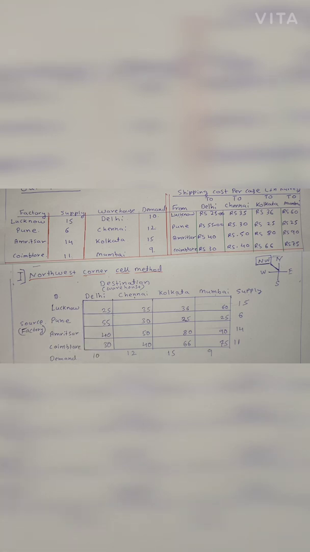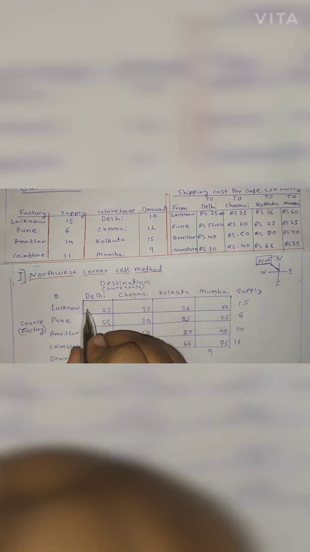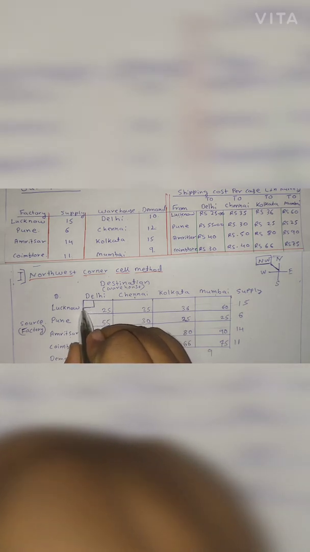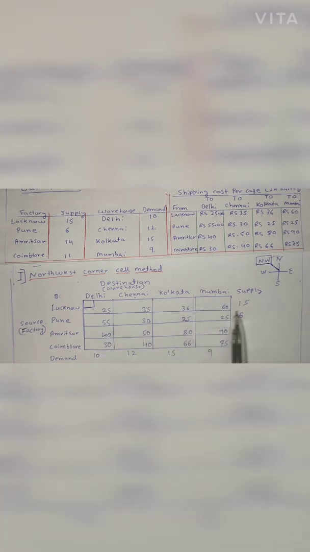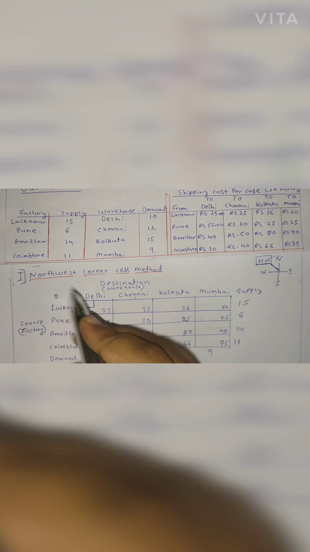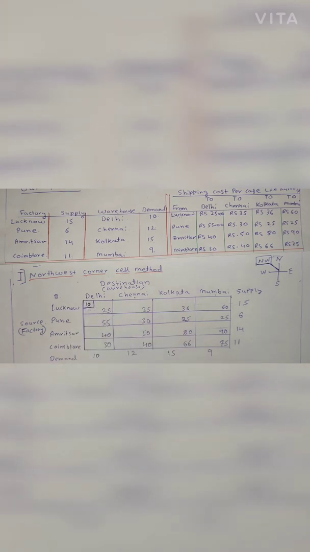Which is the northwest corner over here? It is this corner. Since this is the northwest corner, we draw a small box. Then you have to see your row: the supply is 15. And check your column: the demand is 10. You consider the lowest value. The demand is lower, so we'll write this 10 in this box.